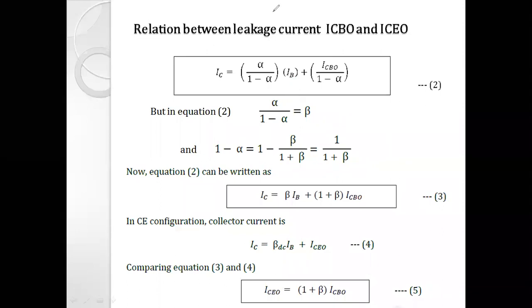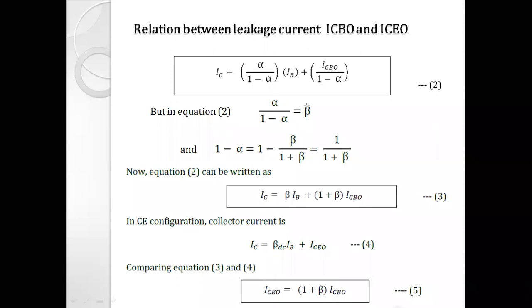But in equation 2, what is equation 2? It is shown in this slide. In the equation, alpha divided by 1 minus alpha is nothing but equal to beta, and 1 minus alpha is nothing but 1 divided by 1 plus beta, right? From the equation of alpha, you can do the derivation and you can get 1 minus alpha equal to 1 divided by 1 plus beta, right? So these two things are substituted into equation number 2.